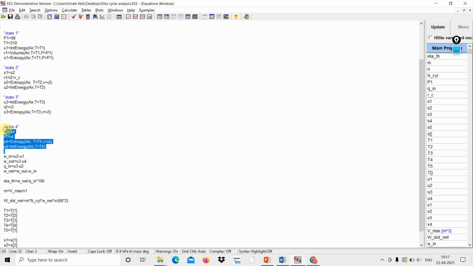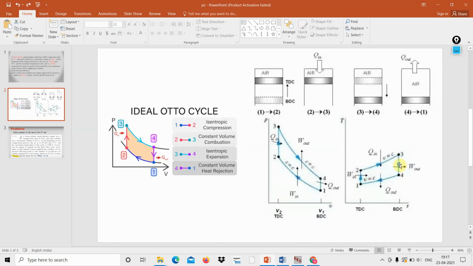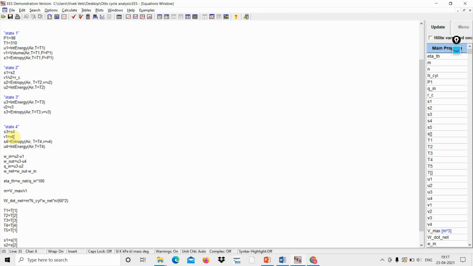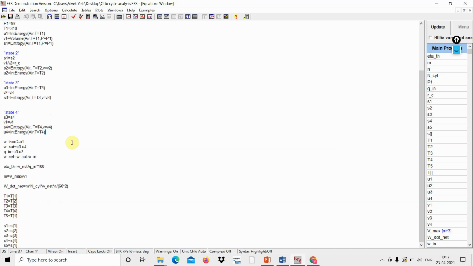Moving forward to stage 4. At stage 4, the entropy will be the same, so S3 equals S4. Also, V1 will be equal to V4. There you may see the inputs we require are S4 and U4.